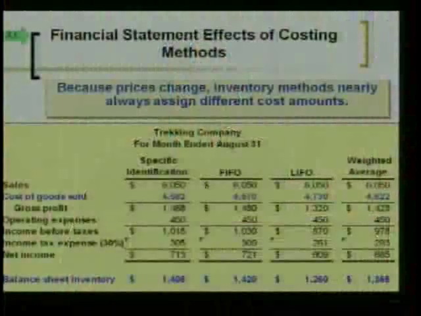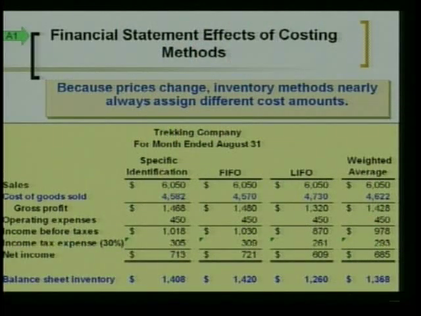Okay, take a look at this slide right here. It's pretty far along in your slides. What they have done is a little income statement that would be prepared for each one of the methods if it were used. So they did an income statement if the specific ID method were used. They did an income statement if FIFO were used. They did an income statement if LIFO was used. And then they did an income statement for the weighted average method.